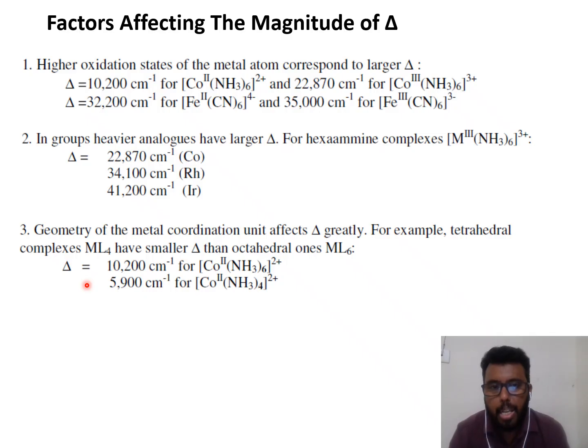And the third one is that the geometry of the metal coordination unit also affects delta greatly. For example, a tetrahedral complex ML4 has a smaller value than the octahedral. Why? Obviously, more ligands mean more splitting, or more electrostatic repulsion. Okay, for example, with the same metal ion cobalt, the oxidation state is the same, but the coordination number is different, 4 and 6. So the geometry will be different now.